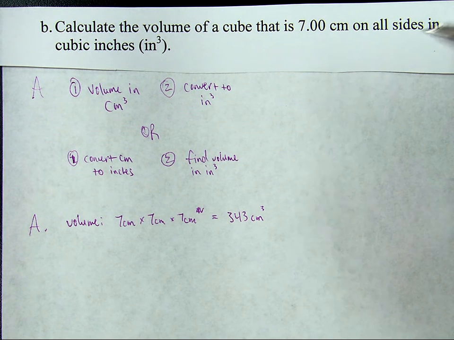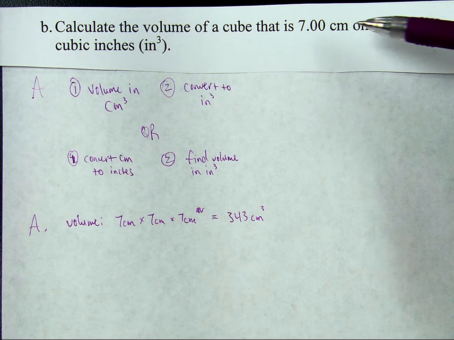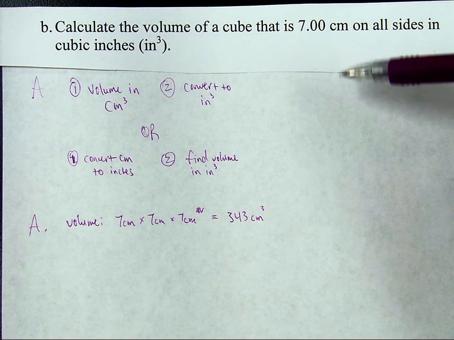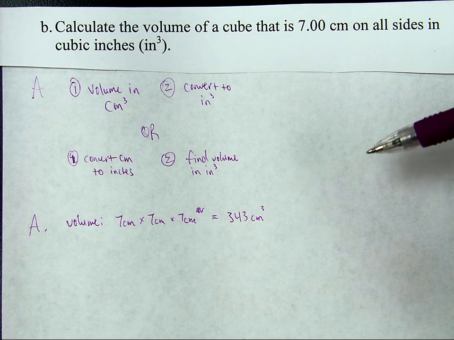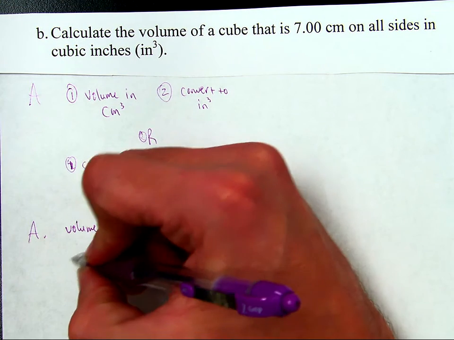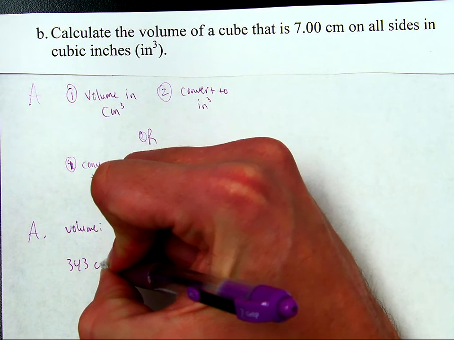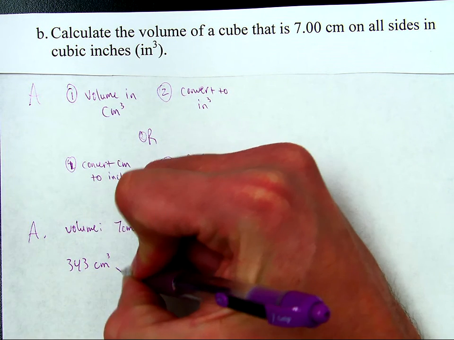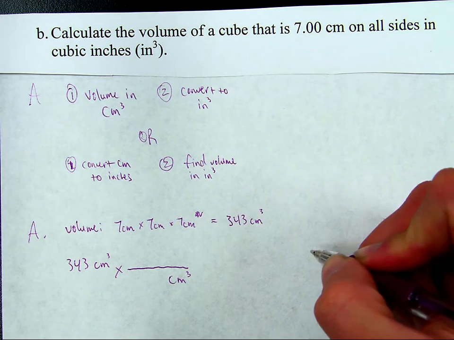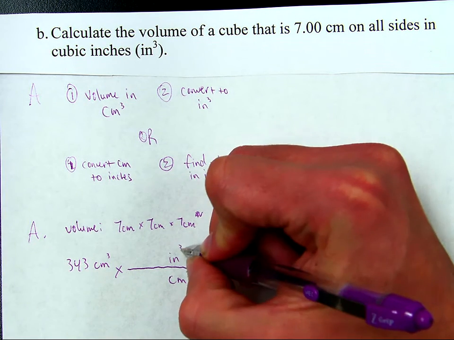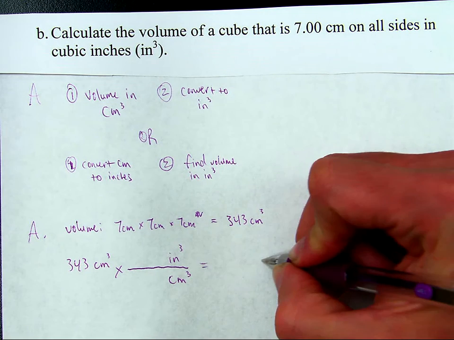Now that we've dealt with finding the volume, let's change the volume from cubic centimeters to cubic inches. So I have 343 cubic centimeters times some conversion factor that takes me from cubic centimeters to cubic inches, which will get me a final answer in cubic inches.